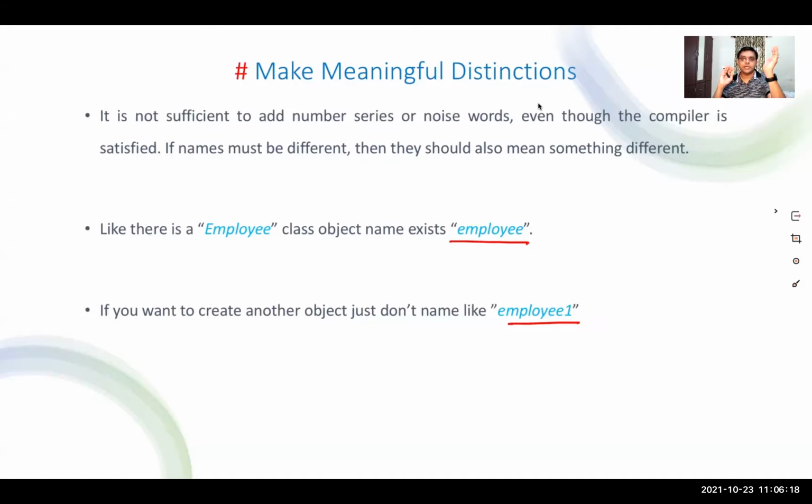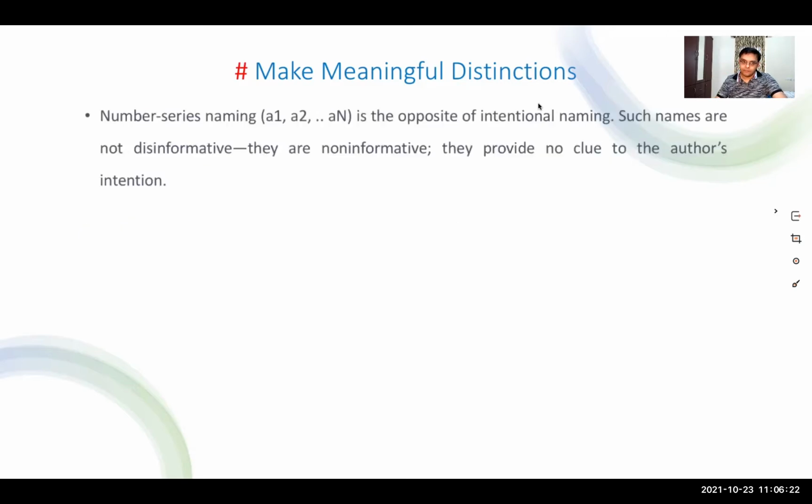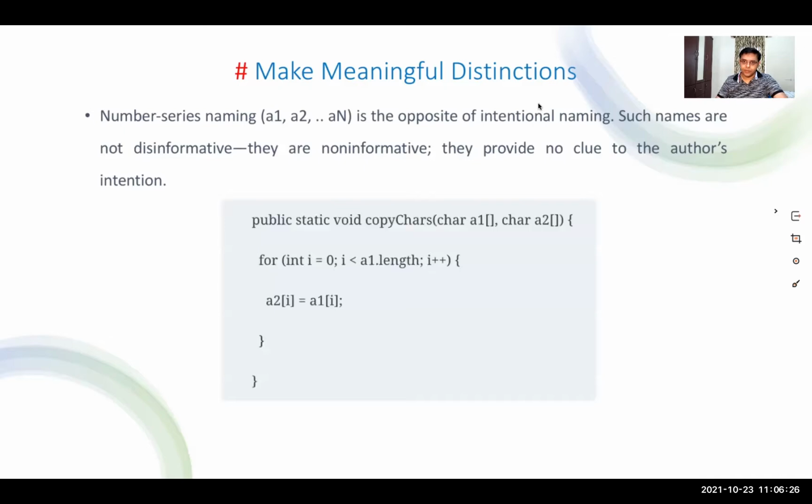So make sure that you make meaningful distinctions. Like the same thing, number series naming. This is also like that, a1, a2, etc. So what is this a1 and what is this a2? Can anybody tell from this code?